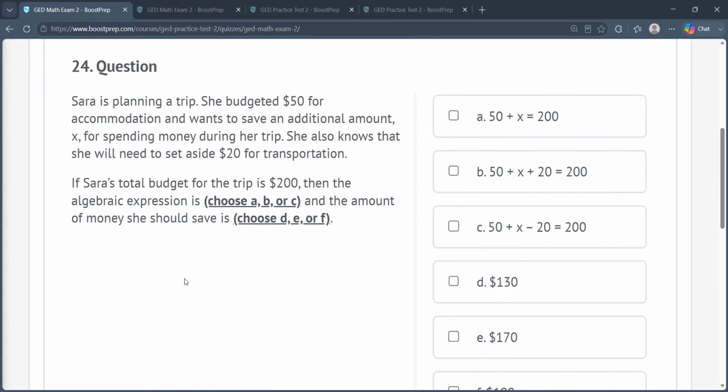So let's start with the first one. She has a budget of $50, and then she needs to set aside $20 for transportation, and then she wants to save an additional amount of X. So really, that could be expressed as 50.